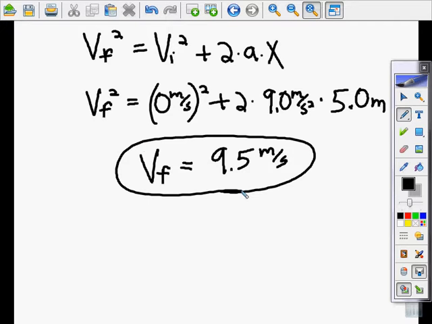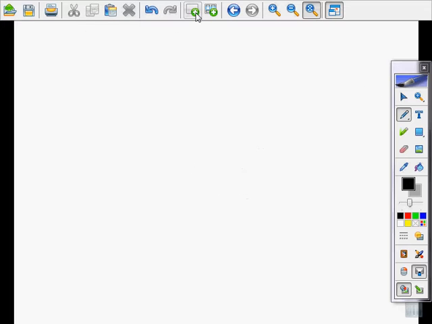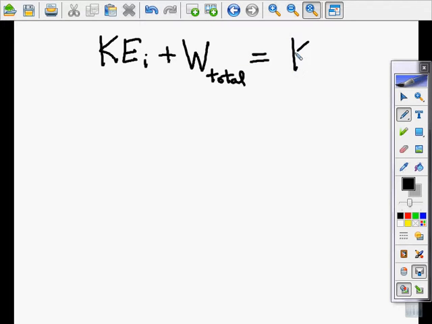We figured out that velocity up at the top using old school physics, the second law of motion and kinematics equation. Now, let's go use our new work energy formula. The new work energy formula basically says that the initial kinetic energy plus the total amount of work done is going to be equal to the final kinetic energy.